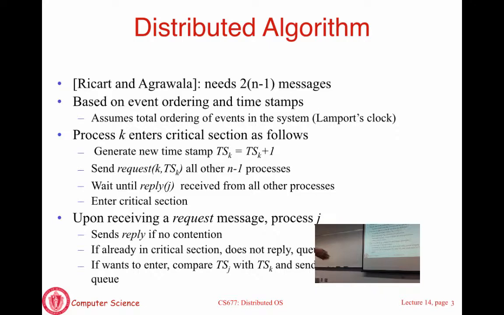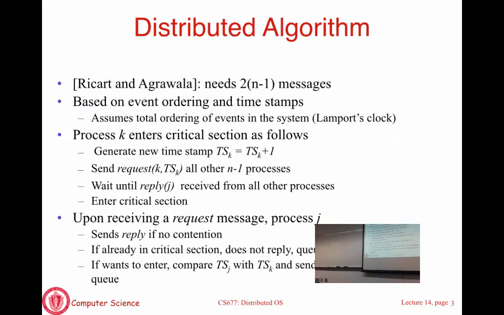And we are going to use the timestamp to resolve who gets the lock. So in this case, if you want to enter the critical section, you compare your timestamp, the timestamp of J, with the timestamp of this other process K that sent the request. If your timestamp is greater, that means the other process sent the request first. You are just doing the happened-before relationship. So you are just comparing timestamps to say which of the two processes sent the request first, and that's the process that's going to win.